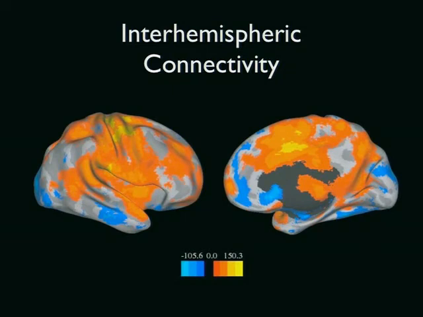So what we did first was a very simple study of putting a seed in the left motor cortex and looking at then interhemispheric connectivity. So looking at connectivity to the right hemisphere, and this is a subtraction map where.